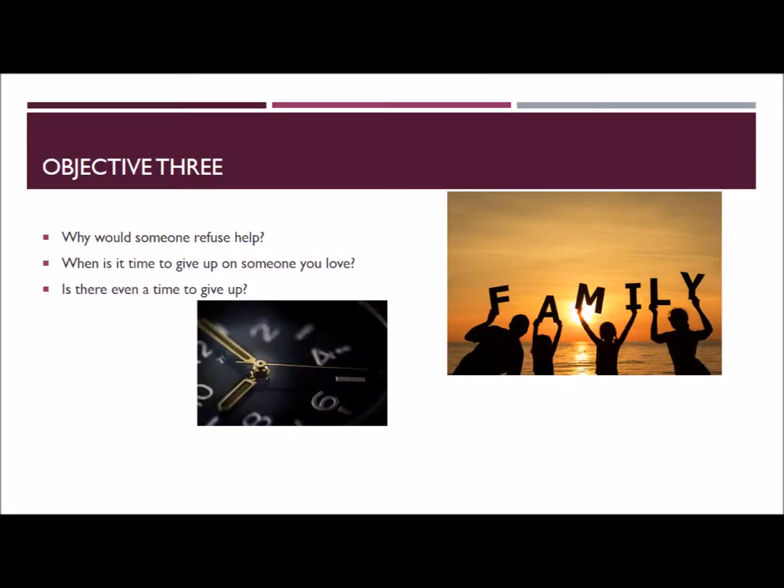And then the last, or the third objective, is going to be what do you do when someone doesn't want your help? This is difficult because there are a lot of people that do say no to treatment. It happens every day. Some people deny their abuse. All you can do is educate someone. So what's the next step when they tell you no?